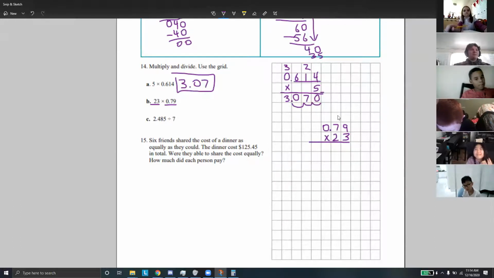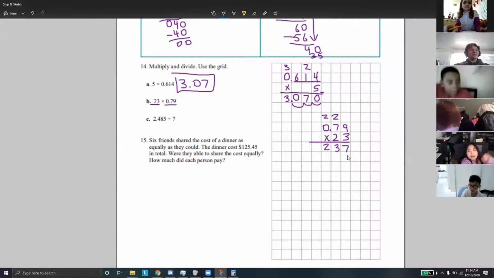3 times 9, 27. 3 times 7, 7, 14, 21, plus 2, 23. 3 times 0 is 0, plus 2 is 2. Great. Now we're on to the 2, which is in the tens place, so there's nothing there.